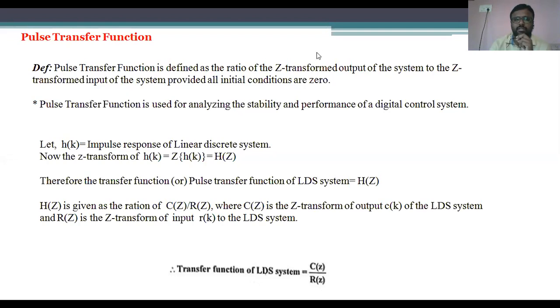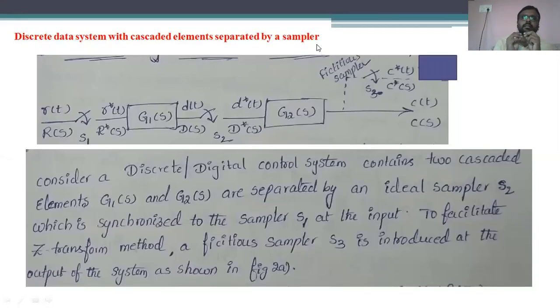Later on, we have discussed the pulse transfer function regarding the open loop systems. That means no feedback is going to be connected in the system. In case of the open loop systems, we are going to consider only two different types of open loop systems.